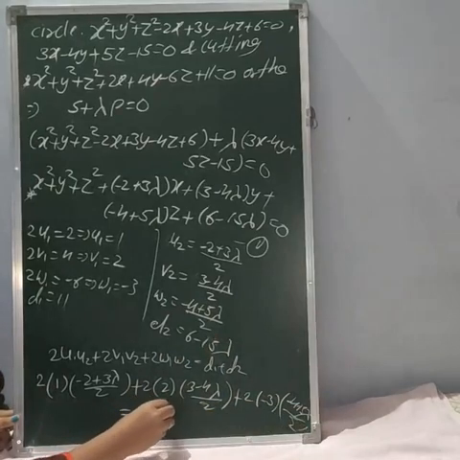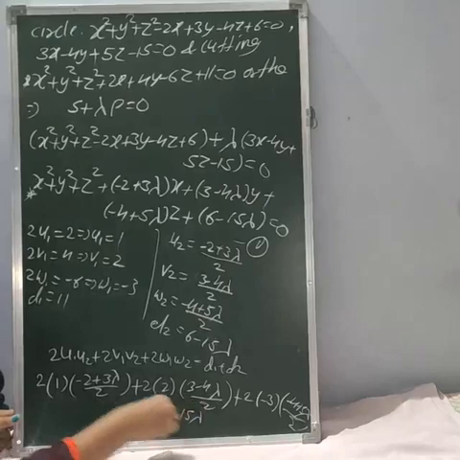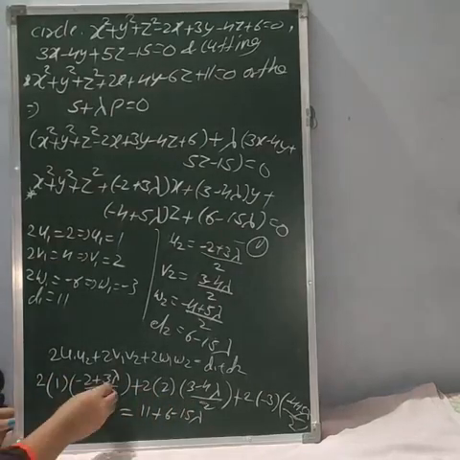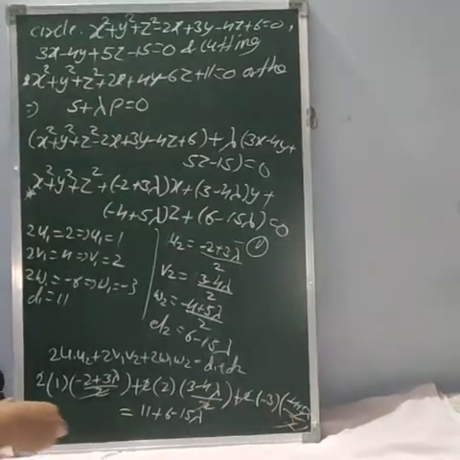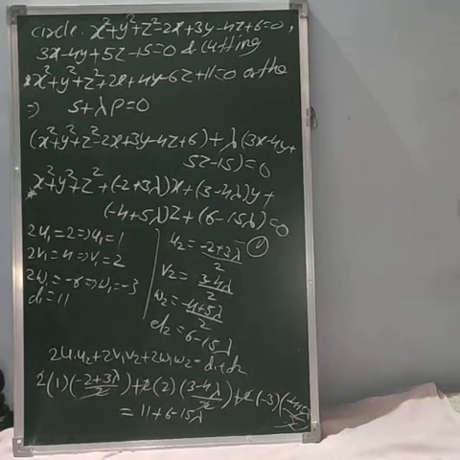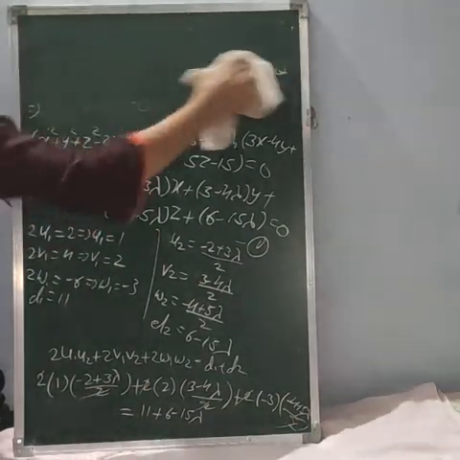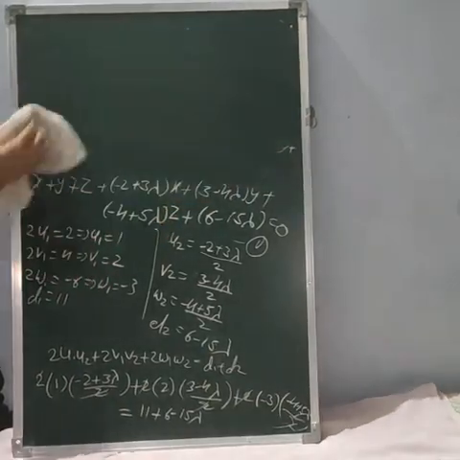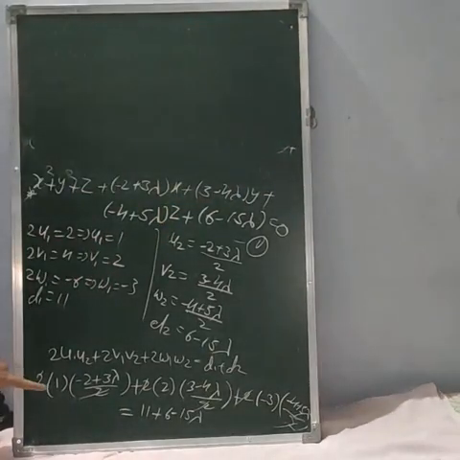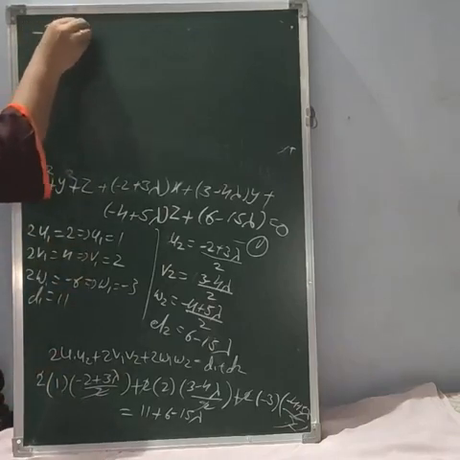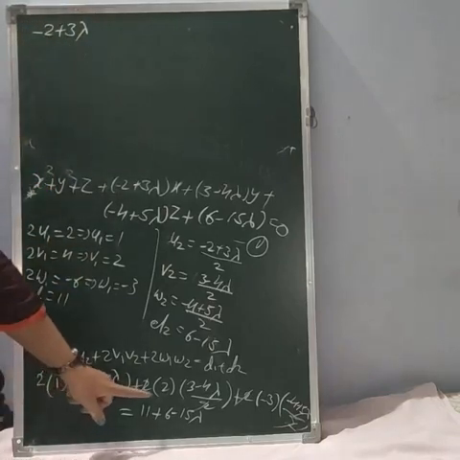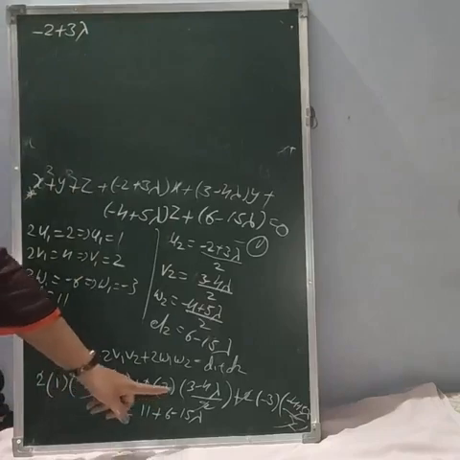So 11 plus 6 minus 15 lambda. Try to solve this. This 2 gets cancelled, this 2 gets cancelled with this, and this 2 gets cancelled with this. So we will multiply the remaining terms. What will you get here? Here this 2 gets cancelled, so 1 into this term, this term as it is, minus 2 plus 3 lambda. Next, this 2 gets cancelled, we remain with 2, multiply this 2 inside.